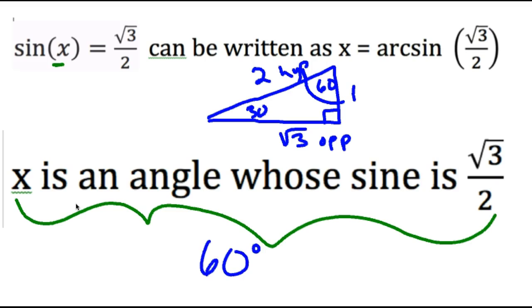And if we defined it between 0 and 360, and it was a positive root 3 over 2, sine is positive in the first and the second quadrant. And so 60 would be one of our answers, and 120 would be the other one. So those are our two answers between 0 and 360. And then if you wanted to go beyond 360 degrees, it would be all angles coterminal with 60 and 120.